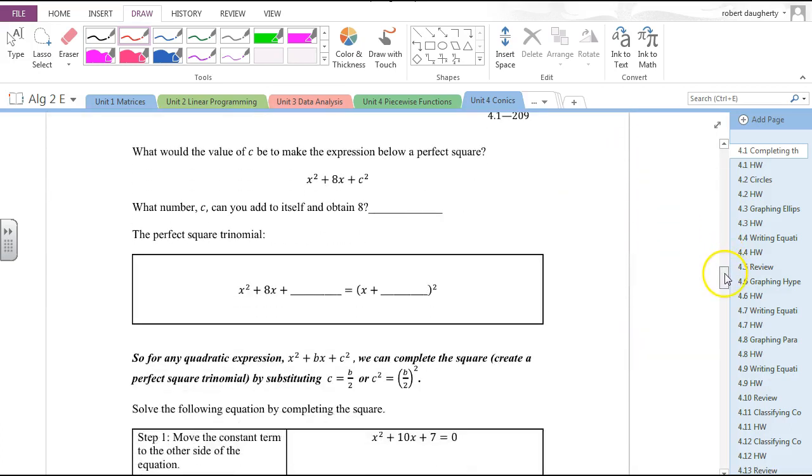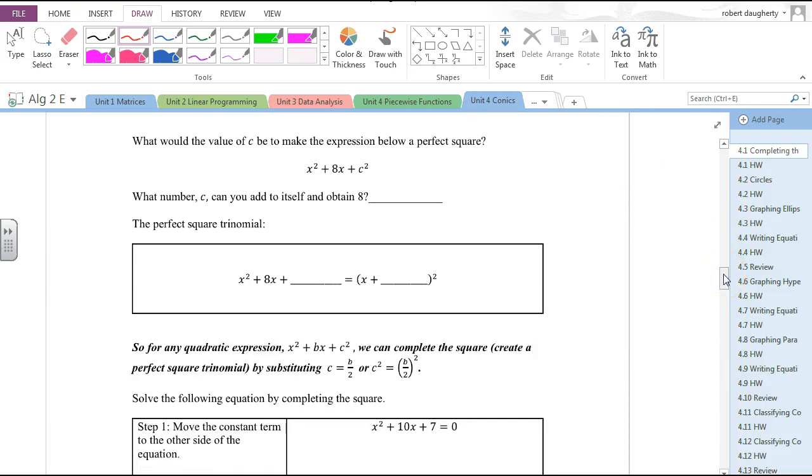So we'll do another couple of examples. In this one, x squared plus 8x. What number can you add to itself and get an 8? 4. Okay. So in order to complete the square, this has to be 4 squared. Because 4 squared is what? 16. So 4 times 4 is 16. 4 plus 4 is 8. So you factor this as x plus 4 squared.